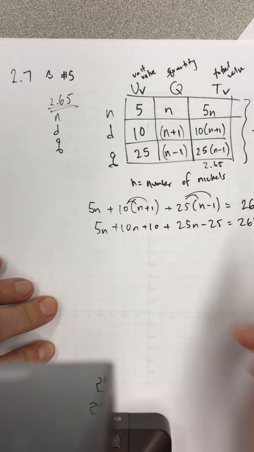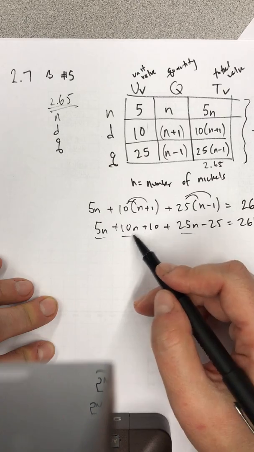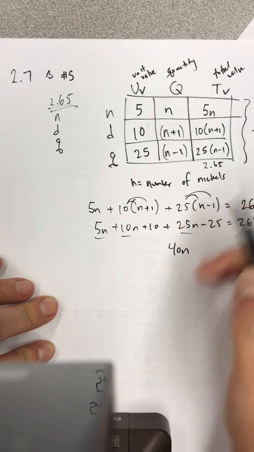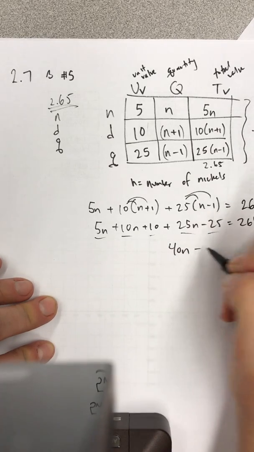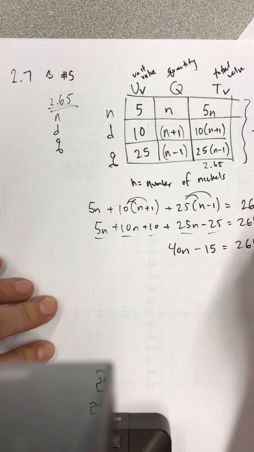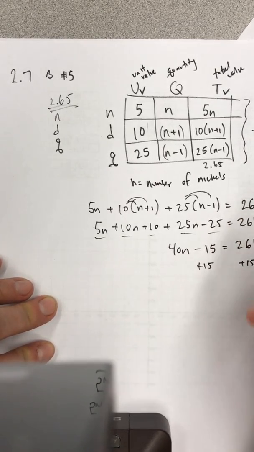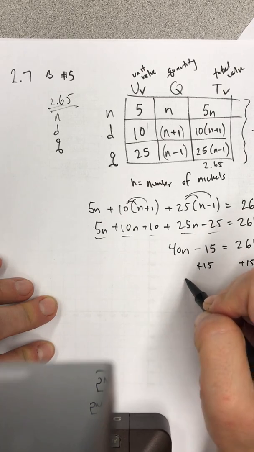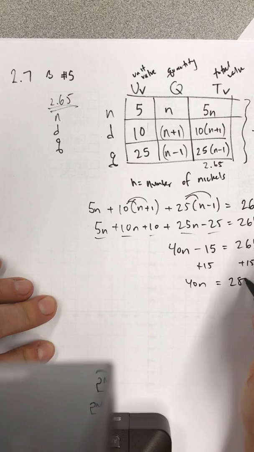We're definitely going to have like terms. I see a 5N, a 10N, a 25N. What's that, 40N? I see a plain old 10. I see a minus 25. 10 minus 25 is minus 15. So just heads up, 265, brought it down. We're going to add 15 to both sides to balance it out. We have 40N equals 280.